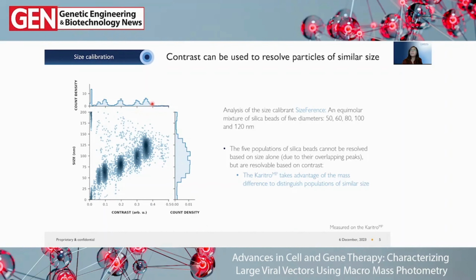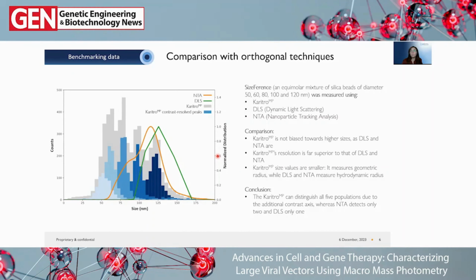Now, if we look at the comparison of the size measurement obtained with the KaritroMP with orthogonal techniques, this is what we would get. In here, what we have is a comparison of the Karitro data with nanoparticle tracking analysis, or NTA, and dynamic light scattering, or DLS. So first of all, let's focus on the Karitro data. In here, we have two histograms in gray and in blue.